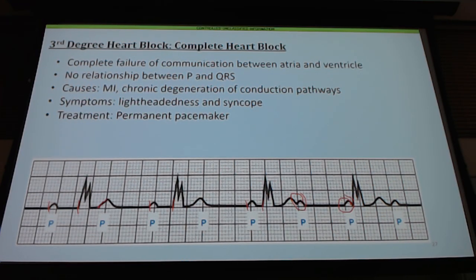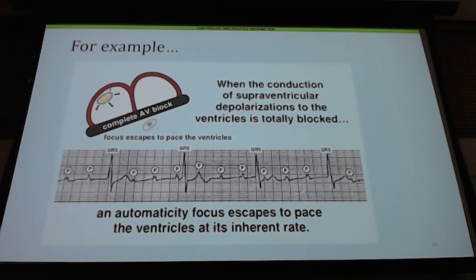And these folks, because there's no coordination of effort, they tend to be symptomatic from this. And the treatment is to get that predictability back, get that coordination back by putting in a pacemaker to provide that coordination of the atria and the ventricle again. Here's just another example of a third degree AV block. All the P waves are labeled, and then the QRSs are as well. And you can just see so many of the P waves are not triggering a ventricular response.